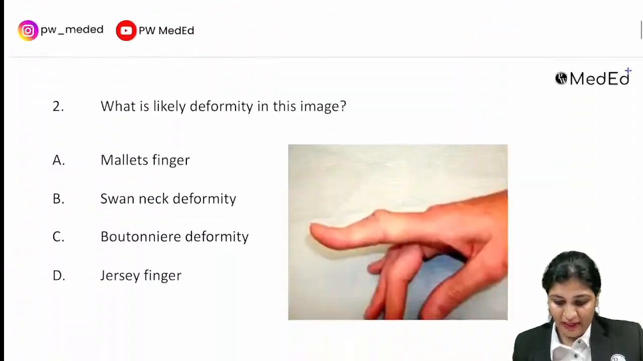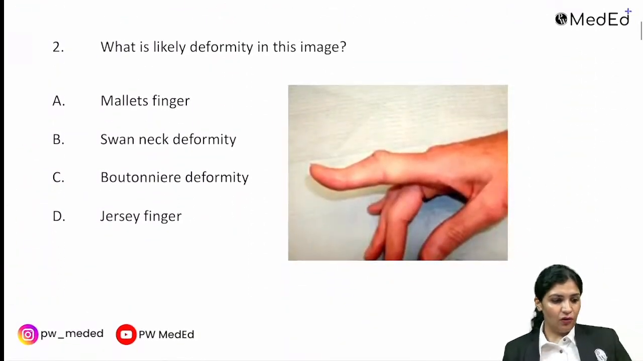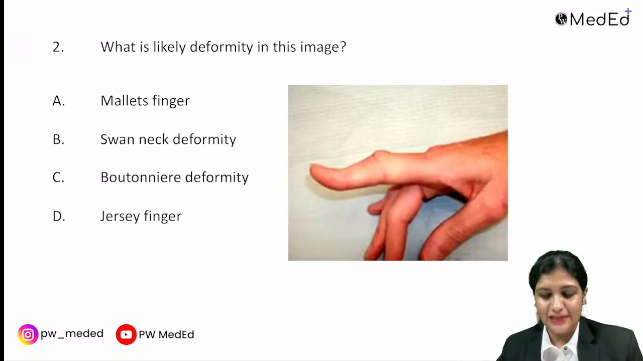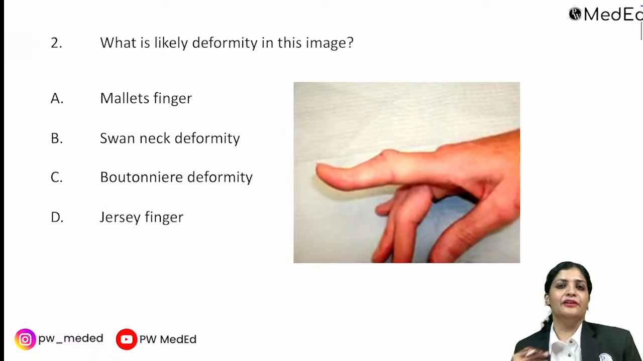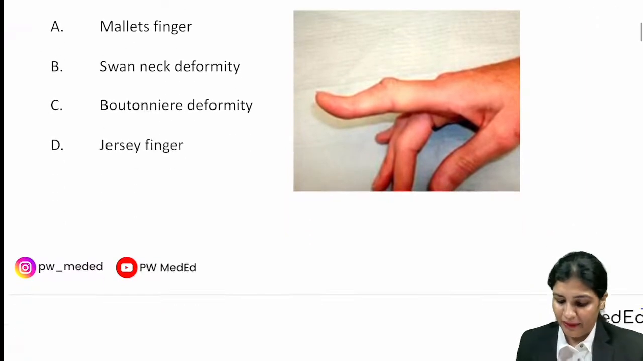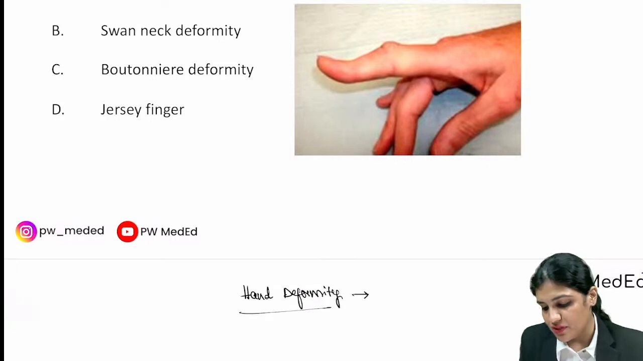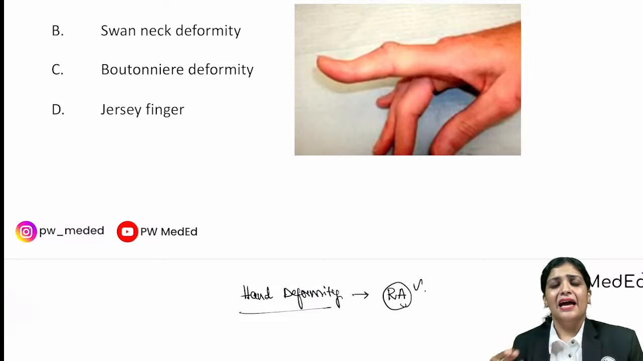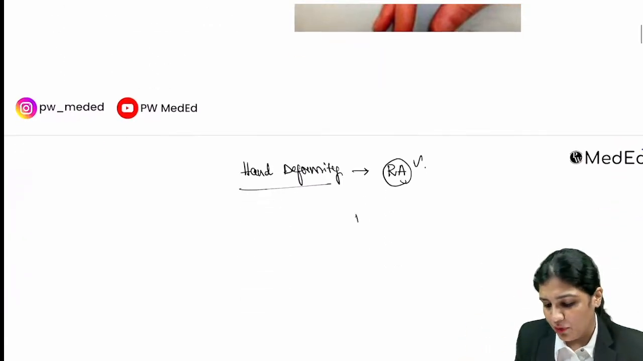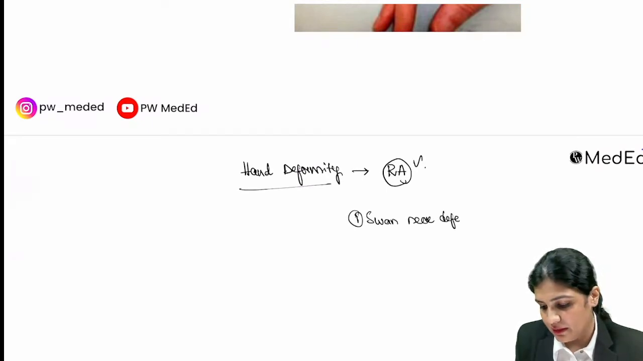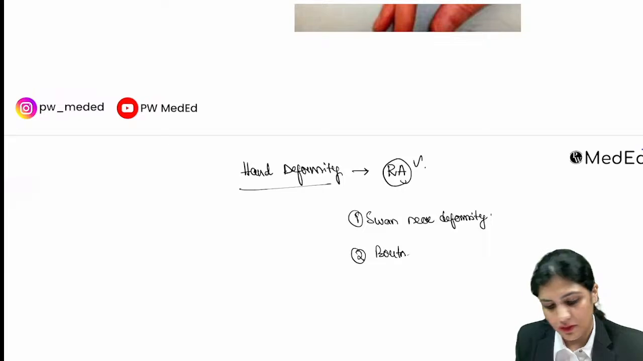So now let's go to the second one. What is the likely deformity provided in this image, right? So we have various hand deformities which are seen, and these hand deformities are mainly seen in case of your rheumatoid arthritis. So whenever somebody asks you about these hand deformities, you have to always first remember that RA is the one condition which will provide various hand deformities, right? So the first important one is your swan neck deformity, and the Boutonniere deformity.